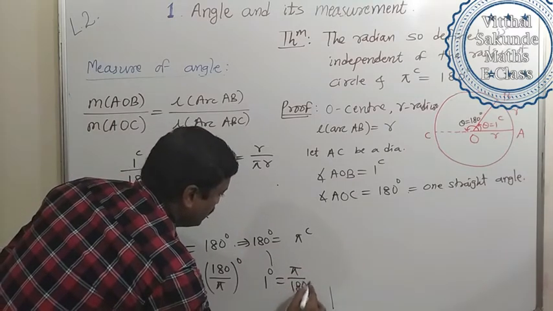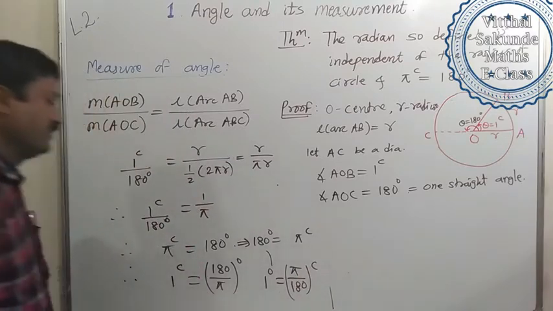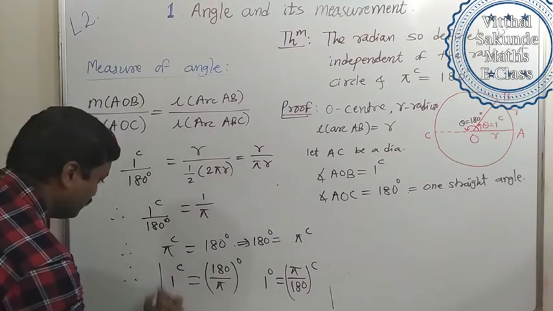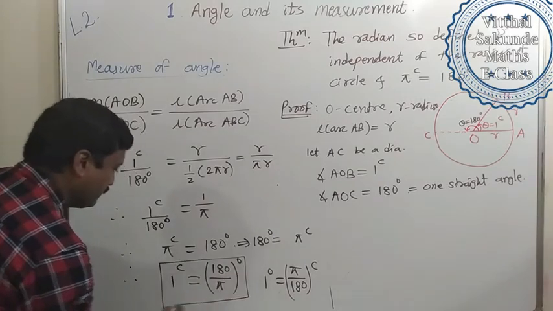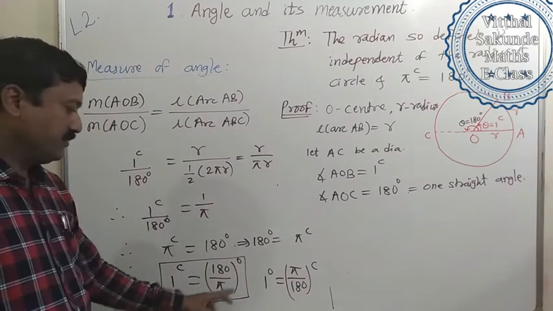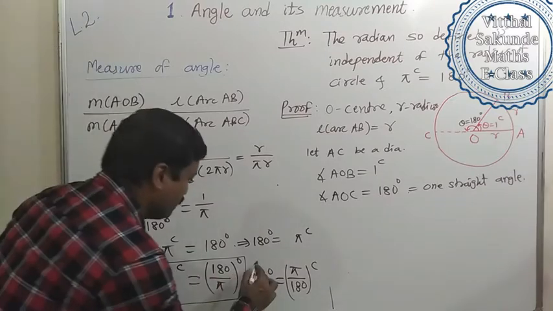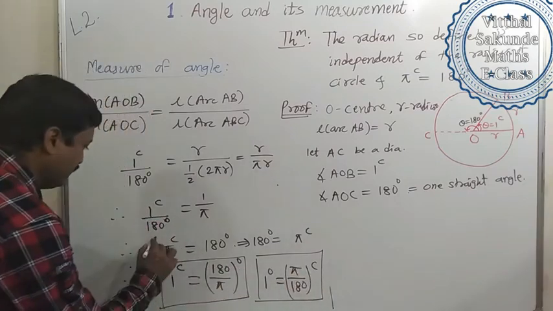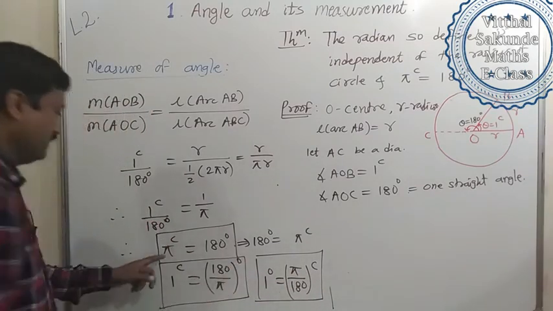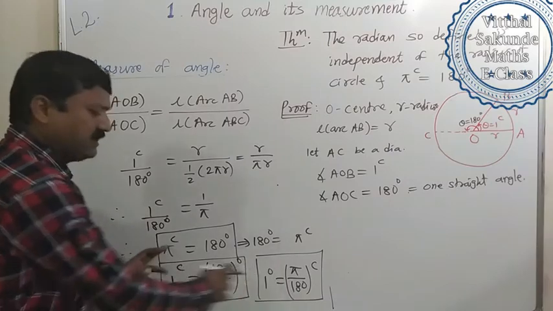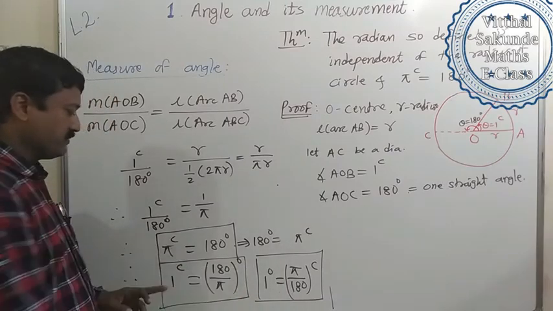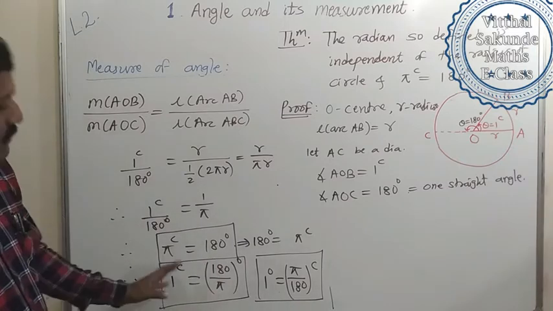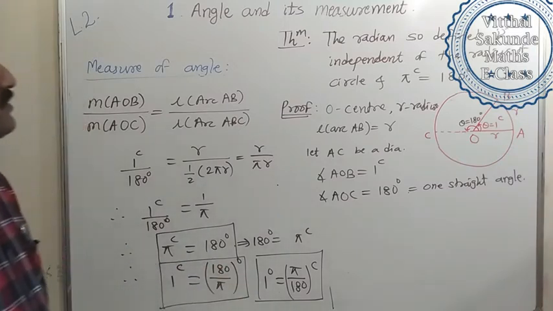pi upon 180 radian. So these are 2 or 3 important results. One is pi radian equal to 180 degree, 1 radian equal to 180 upon pi degree, and 1 degree is equal to pi upon 180 radian. These 3 results are the same, in different forms. So remember at least one of these 3 results, you will be able to use it while solving the examples.